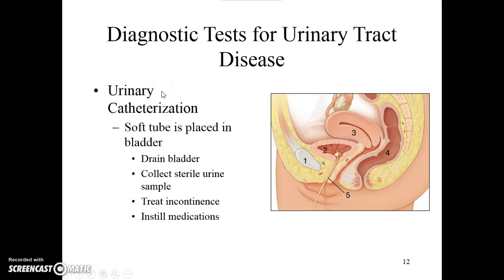The next one is a urinary catheterization. This is when you can see the soft tube is placed in the bladder. It goes through the urethra. And we use it to drain the bladder, collect a sterile urine sample, treat incontinence, or instill medications. Now that is done actually with what's called an in and out cath or a straight cath.